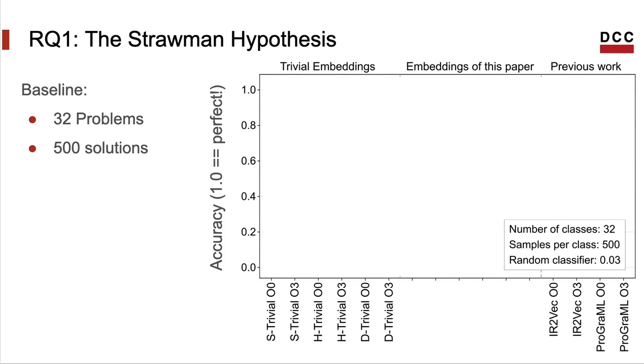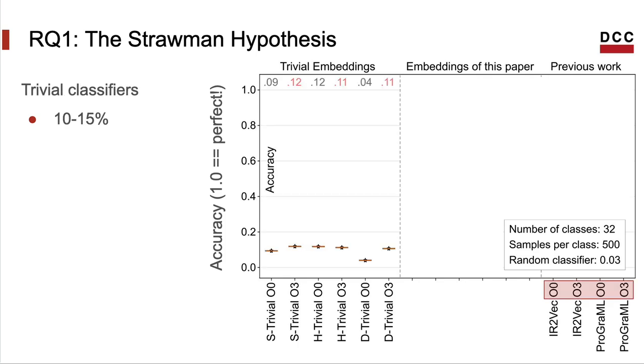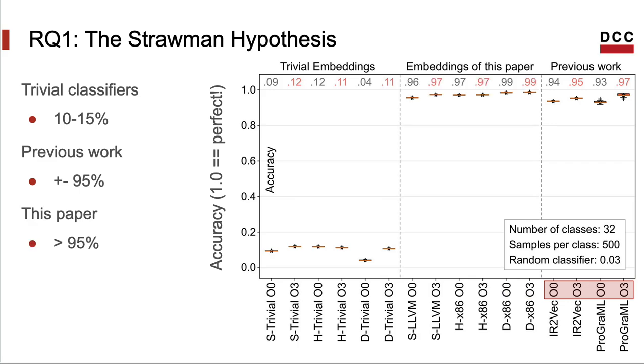So if we challenge a random classifier, this random classifier has 3% chance of guessing the correct problem that the program solves. So let's see. Our trivial classifiers have very low accuracy, still better than random, but only marginally better. It never goes above 12%. Then the state-of-the-art classifiers have pretty high accuracy, all above 90%.